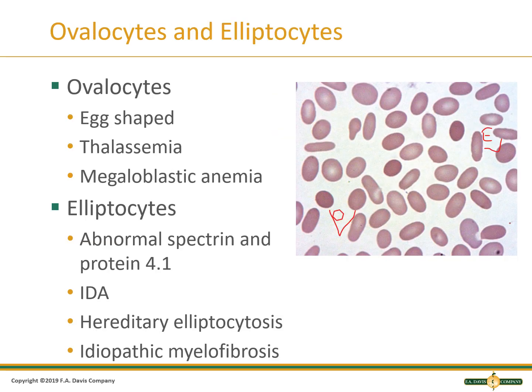When it comes to poikilocytosis, as well as the sickle cells, we have ovalocytes and elliptocytes. Ovalocytes are going to be more egg-shaped. Those are typically associated with thalassemia or megaloblastic anemia. And elliptocytes, which are more elongated or cigar-shaped, occur due to an abnormal spectrin and protein 4.1. It can be tied to iron deficient anemia, hereditary elliptocytosis, and idiopathic, meaning with no specific disease state, myelofibrosis.